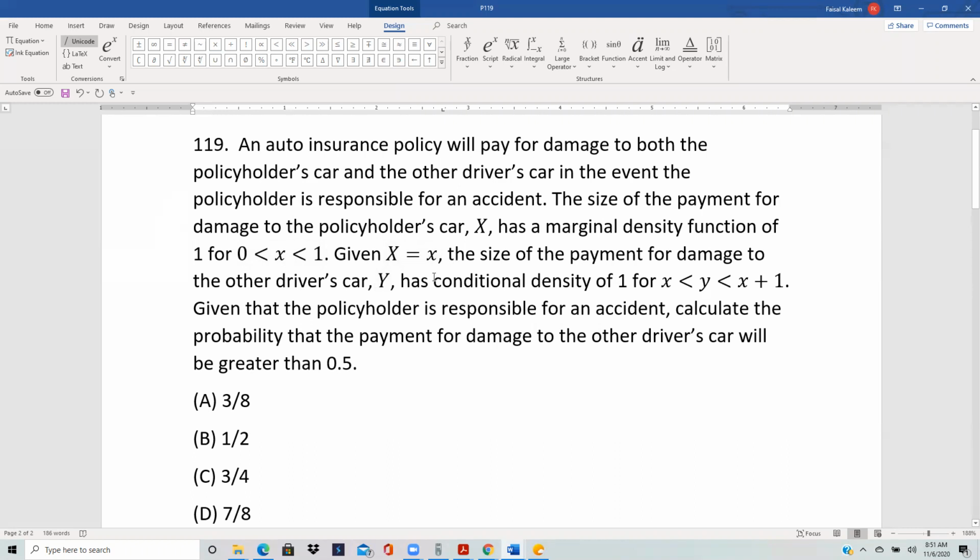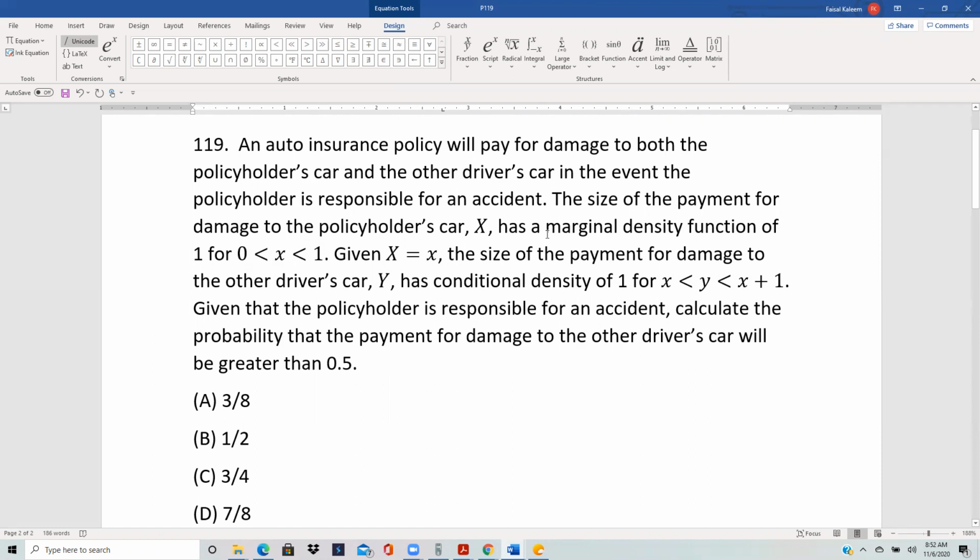Given X equals x, the size of the payment for damage to the other car, Y, has a conditional density of 1 for Y between x and x plus 1. Given that the policyholder is responsible for an accident, calculate the probability that the payment for damage to the other car will be greater than 0.5. So it's time to get very comfortable with this notation.